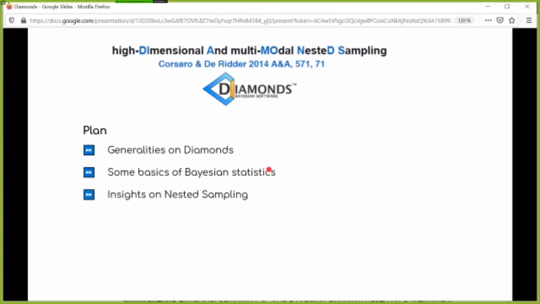My plan for my presentation will be the following. First, I will talk about generalities on Diamonds. Then I will talk about some basics of Bayesian statistics, since Diamonds is using Bayesian inference. Then I will give some insights on nested sampling, and I will conclude with an example of calculation with Diamonds.